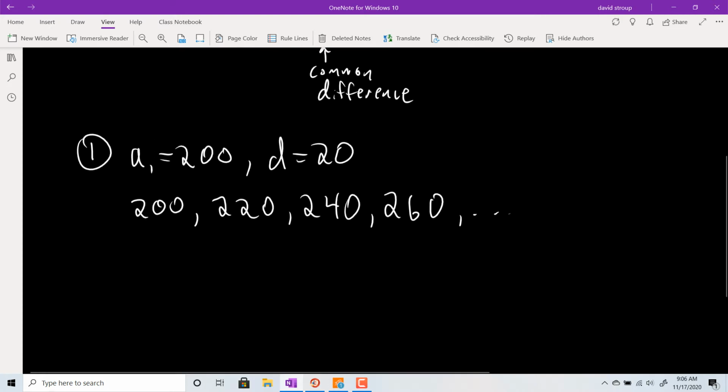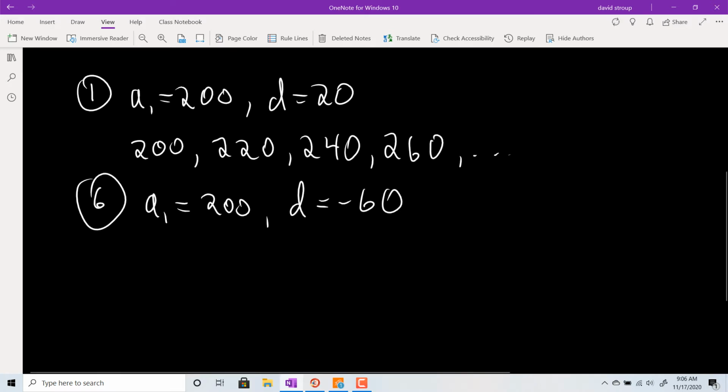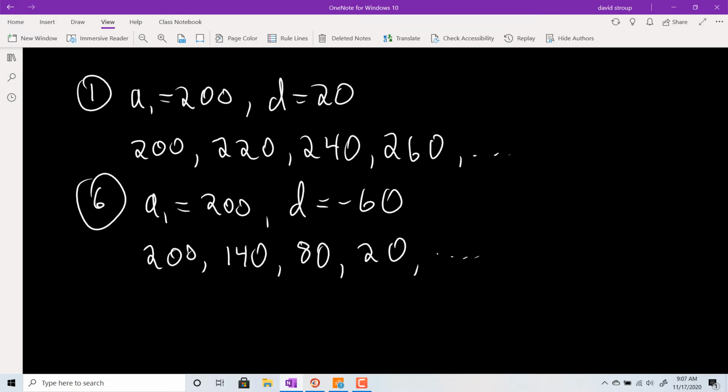Let's not. Number 6, so a sub 1 is 200, and then our common difference is negative 60. So you can have negative numbers for your common difference. You can have a sequence that's going downwards, so to speak. A decreasing sequence is probably a better word for it. So 200, and then 200 minus 60 is 140, and then minus 60 again is 80, minus 60 again 20, and then so on, right?